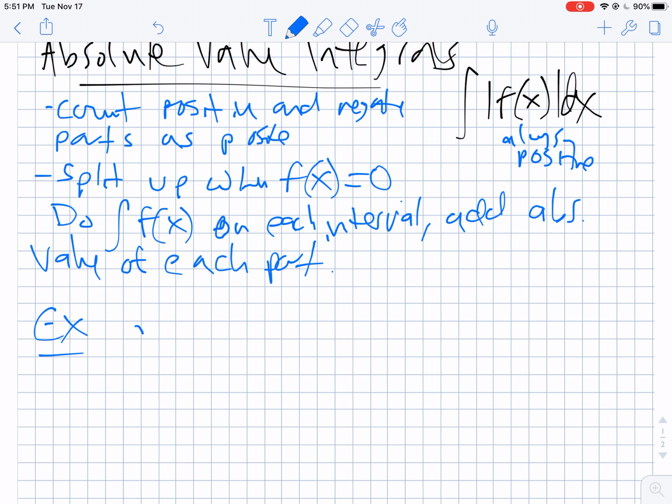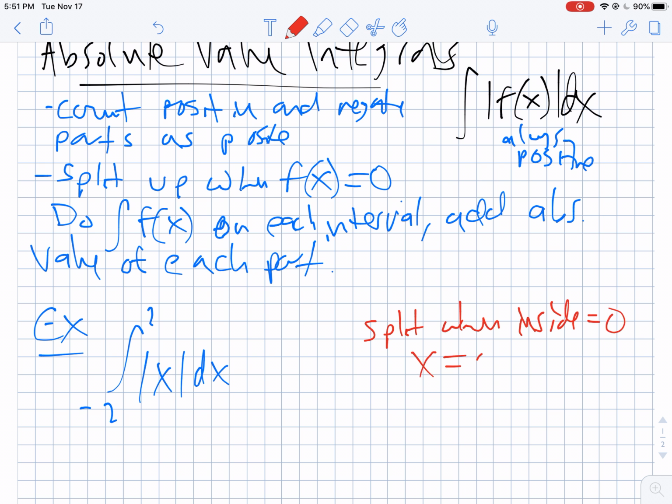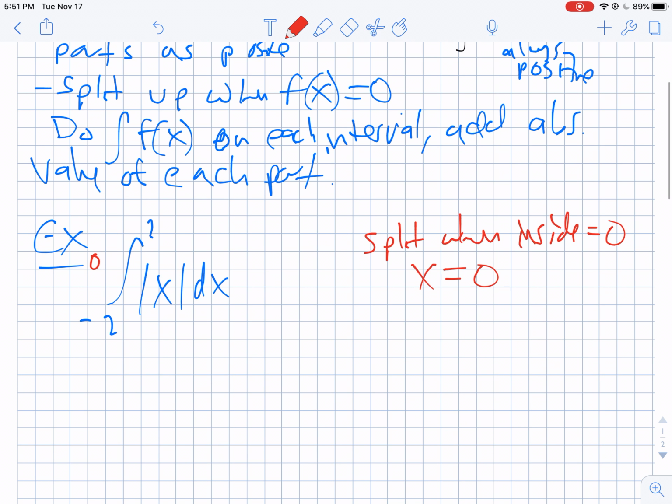So let me give you a couple examples so you can see what this will look like. Suppose we have to do the integral from -2 to 2 of absolute value x. Your first thought on these problems is that I'm going to split them up when the inside is equal to 0, so when x equals 0. 0 is in the middle of -2 to 2. So I'm going to go -2 to 0 of this function plus the integral 0 to 2 of this function. At this point, I've dropped the absolute value.